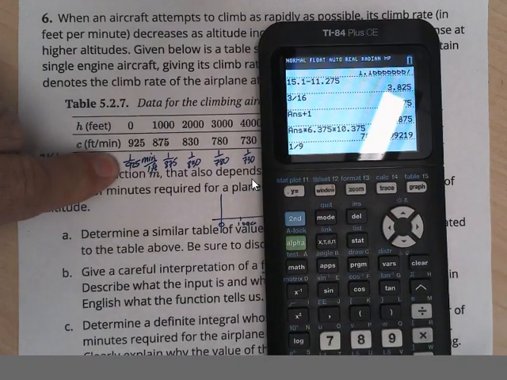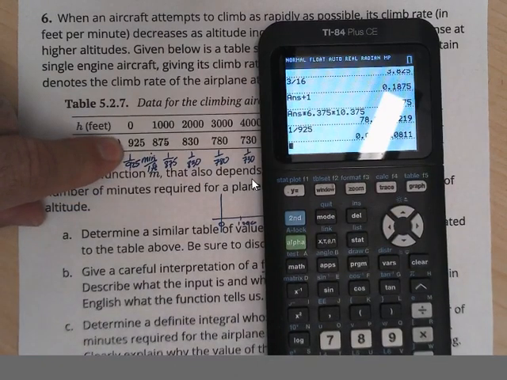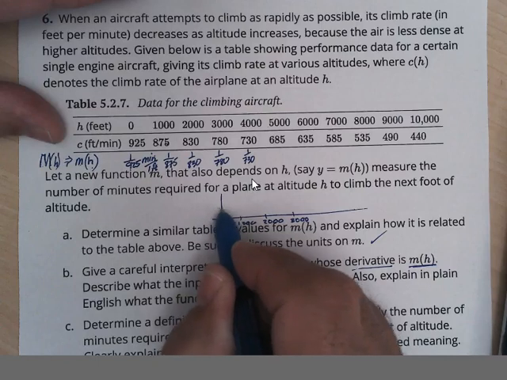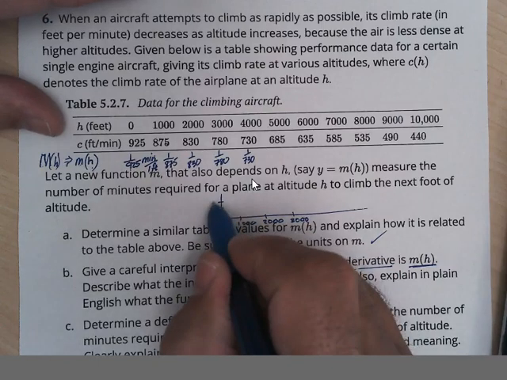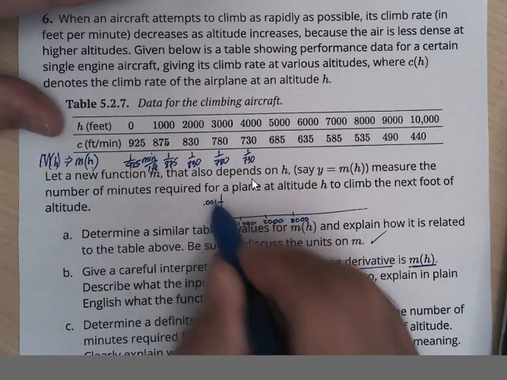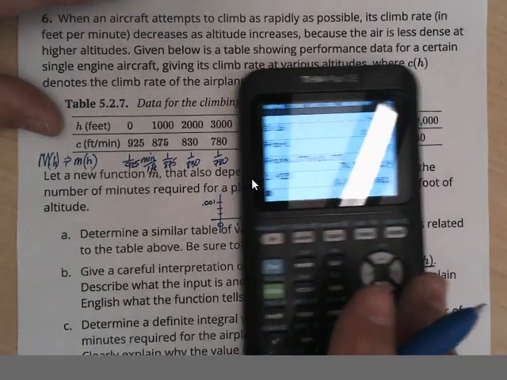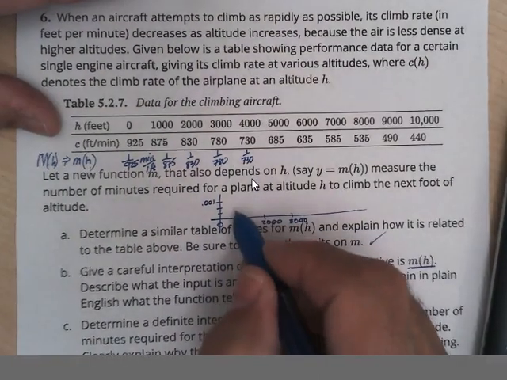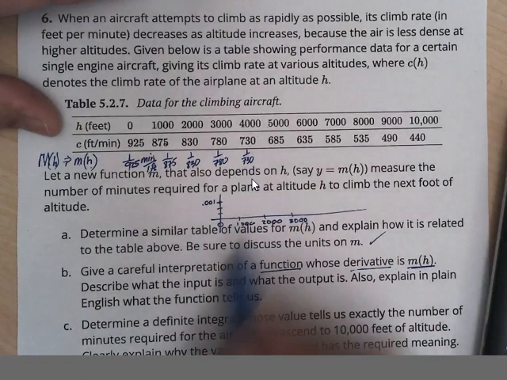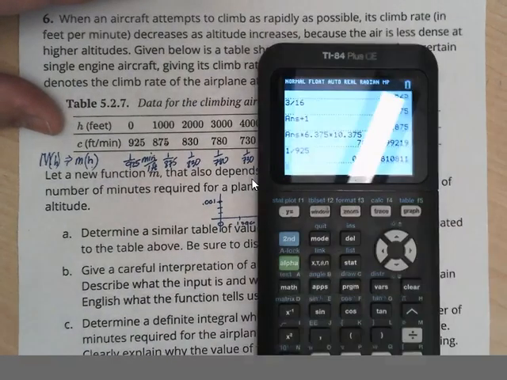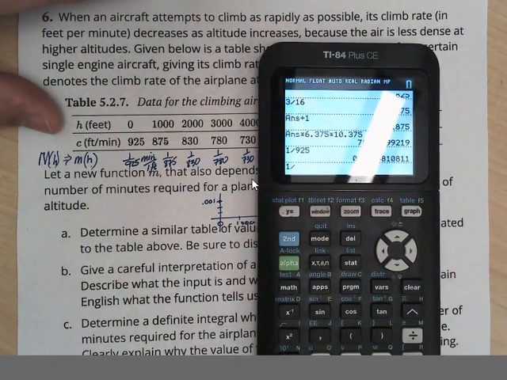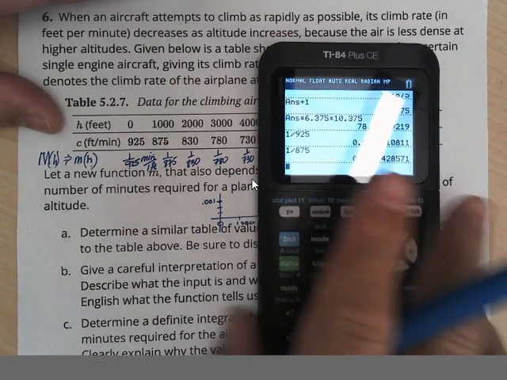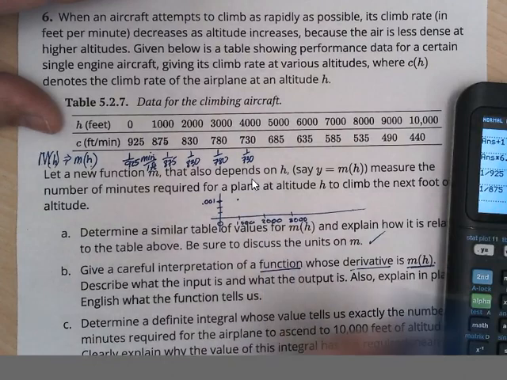1 divided by 925, which is a small number, about 0.001. So I'll put 0.001 here, and it's about 0.00108. So we start around there. Then what's 1 divided by 875? You notice it's slightly bigger. Not much, but slightly bigger.